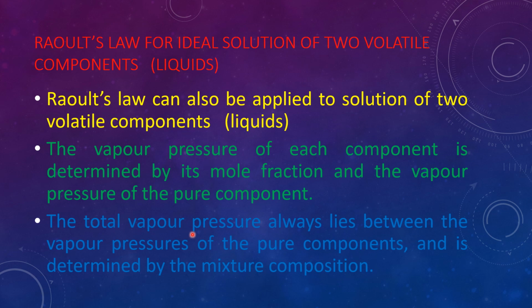And the total vapor pressure will always lie between the vapor pressures of the pure components and is determined by the mixture composition. So there is the vapor pressure of the pure component, and there is the lowering in vapor pressure that takes place due to the mixing of the solutes. The total pressure will always lie in between these two pressures.